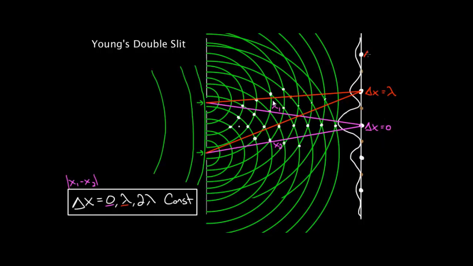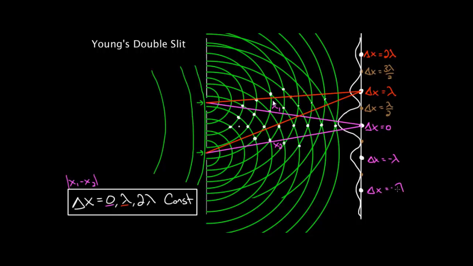And I bet you can guess the next one. The next delta x would just be 2 lambda, and you can keep going. How about the destructive points? You know how to do that. These are going to be the half wavelengths: lambda over 2, then 3 lambda over 2, and so on. And down here, what would you get? If you got rid of the absolute value sign, you could start talking about this delta x being negative 1 lambda.